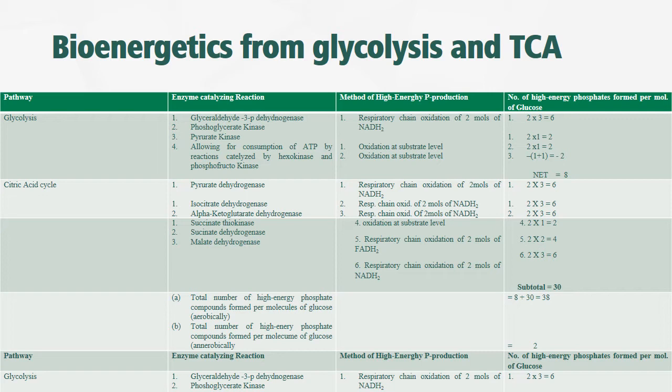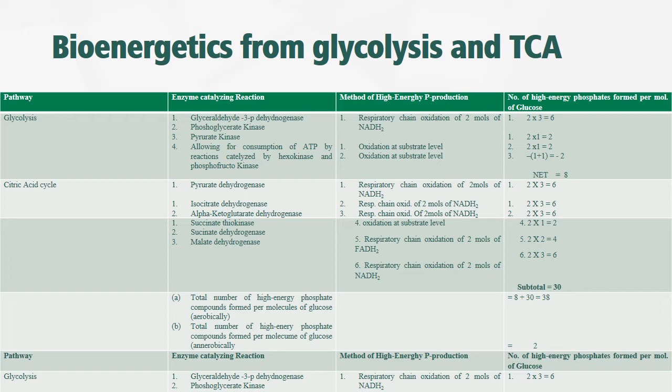Bioenergetics from glycolysis and TCA. The total ATPs that are produced in glycolysis is 8, the net ATP, and the various stages at which these ATPs are produced is shown in the table. Under the citric acid cycle, you have a total ATP of 30, plus the net ATP produced under glycolysis, 8. So a total of 38 ATPs are produced. The total number of high energy phosphate compounds formed per molecule of glucose aerobically.